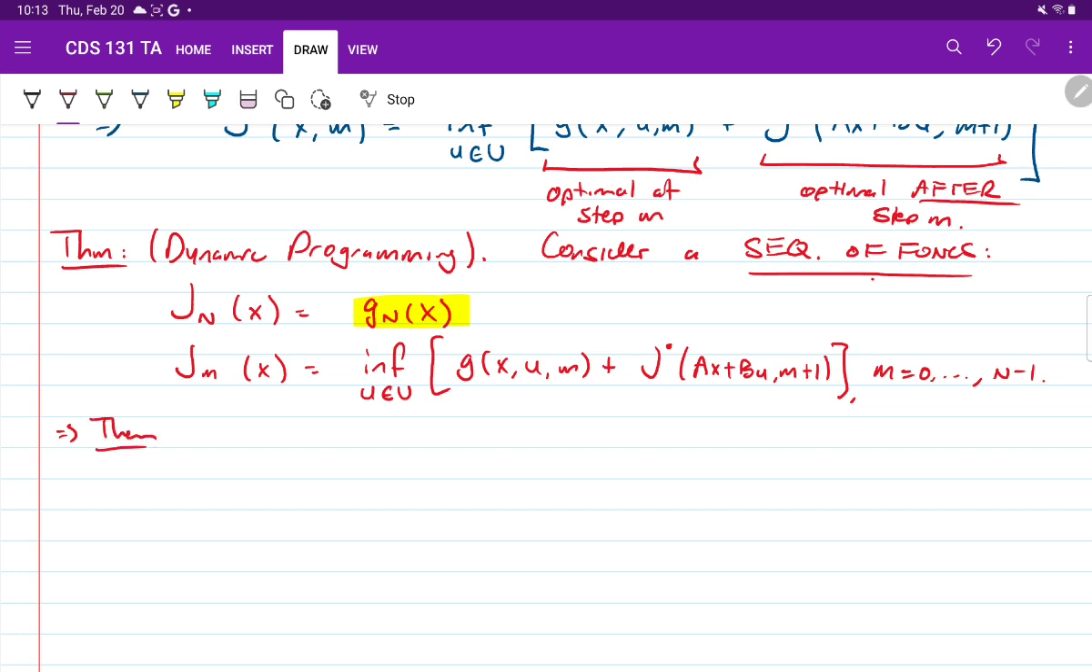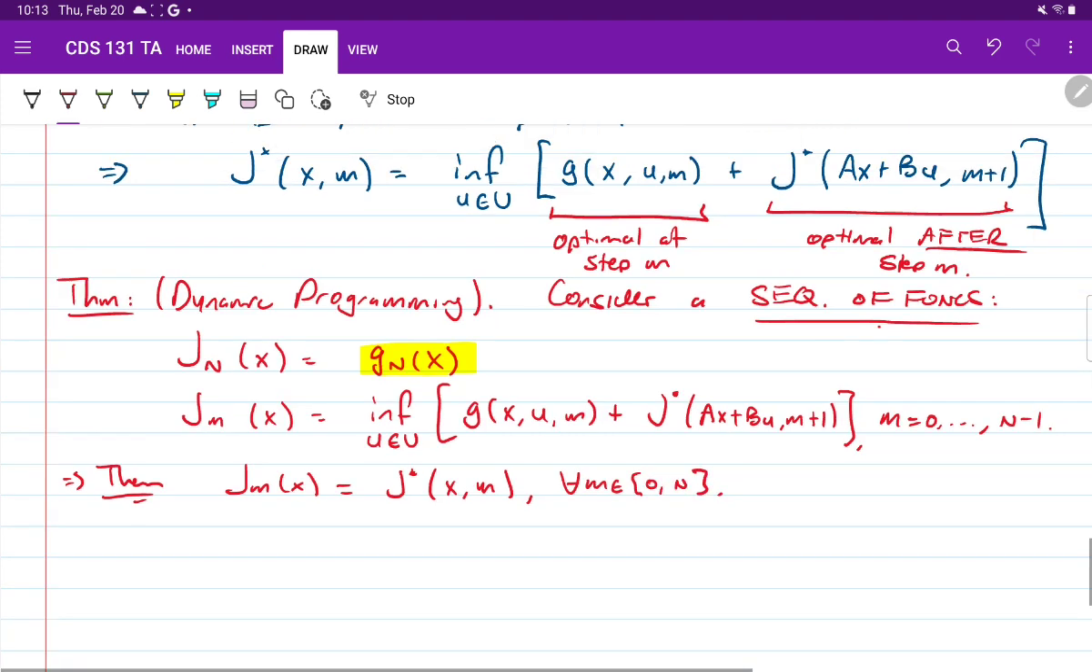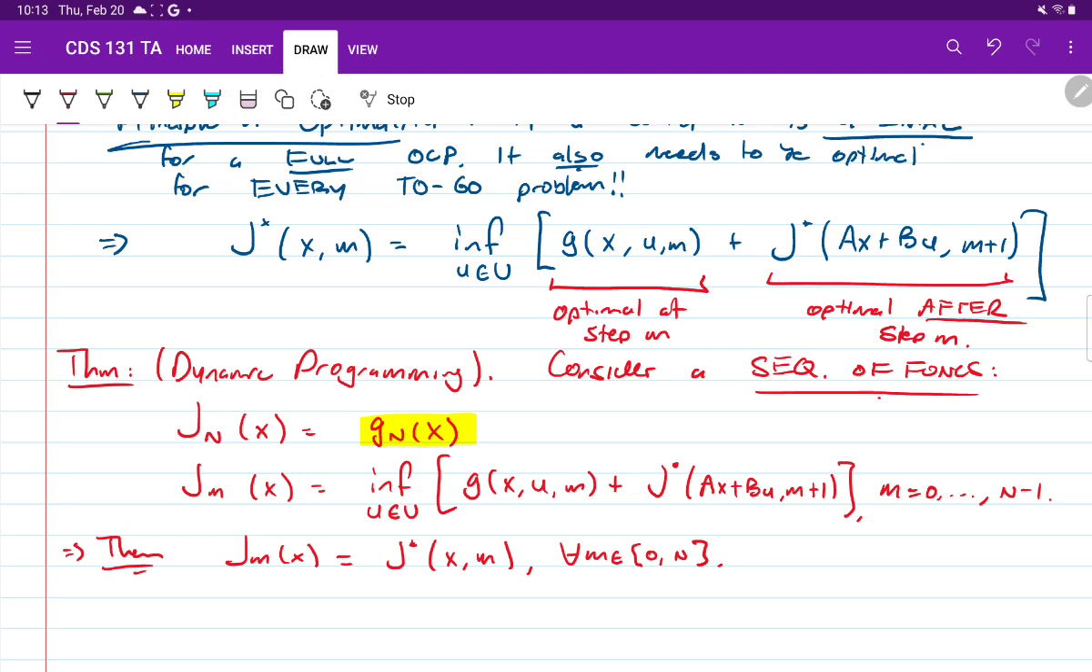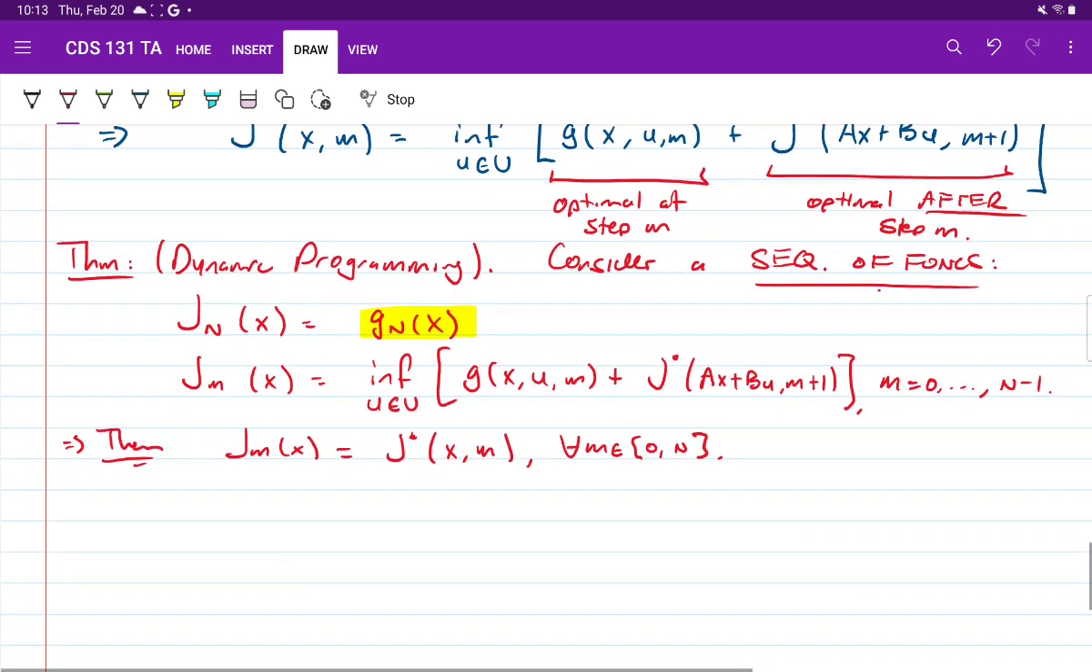Then what I have is that each J_m of x will actually equal the optimal cost to go starting at state x from time m. This holds for all m in 0 to N. So effectively what this confirms is that, if we execute this recurrent relationship between each of these functions J_m, what we get is exactly the optimal cost to go.